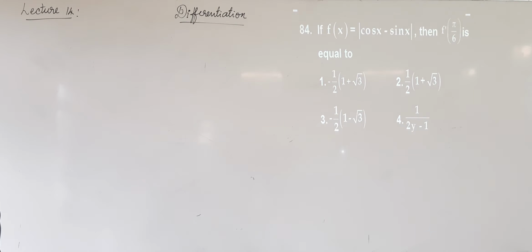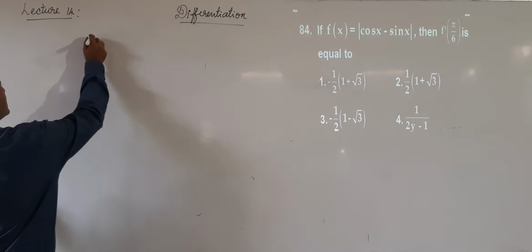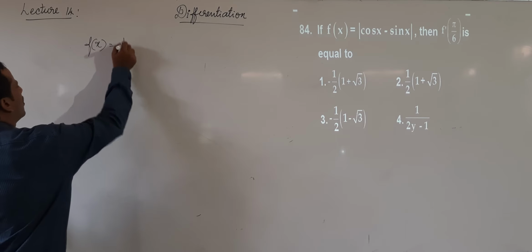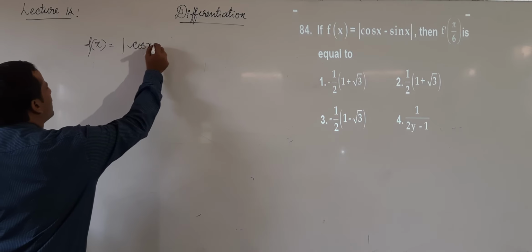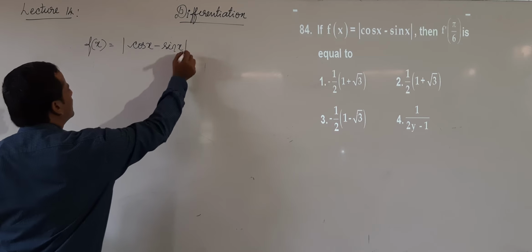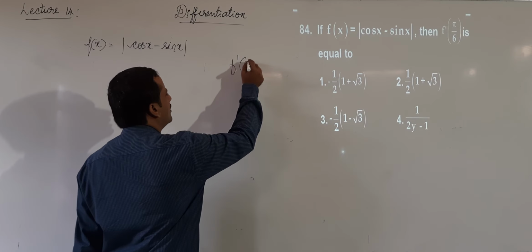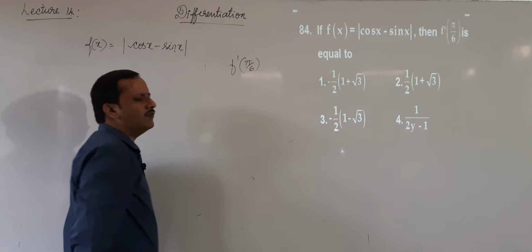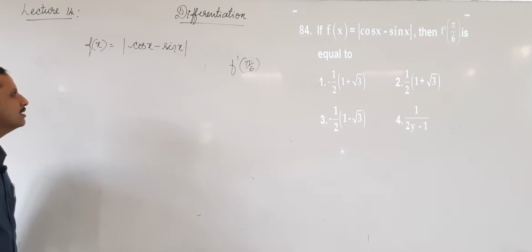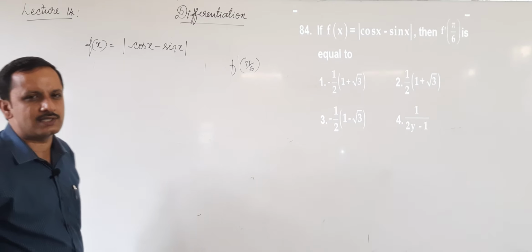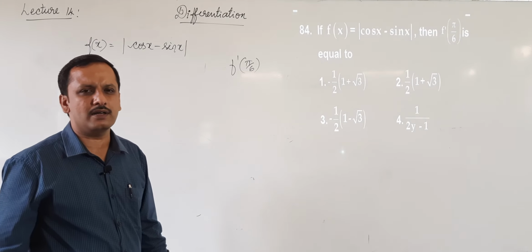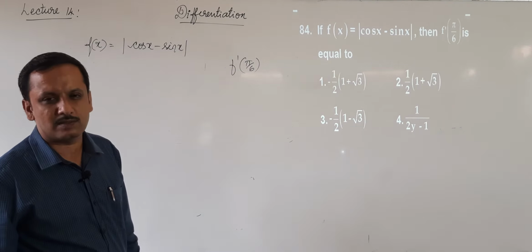f of x is equal to mod of cos x minus sin x. Then what is f dash of pi by 6? Okay, now we should see in the neighborhood of pi by 6 how this is defined. Is it defined as cos x minus sin x or sin x minus cos x?